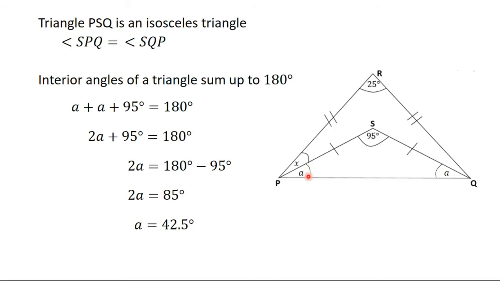So you have found this side to be 42.5 degrees. You have also found this side here to be 42.5 degrees. Remember, the question did not tell us to find A. We even introduced A so that you'll be able to find S. So we move on to the bigger triangle, which is triangle PRQ. That's what we move on to.